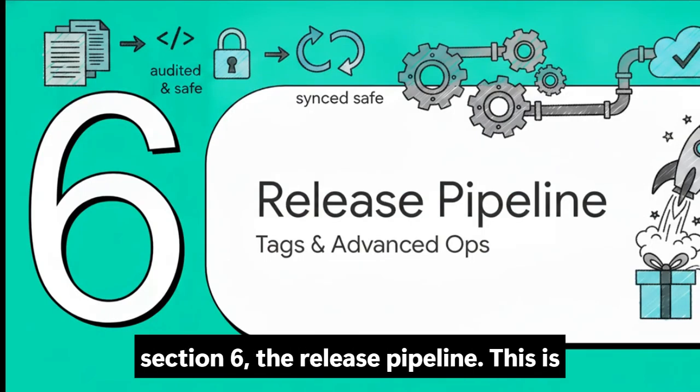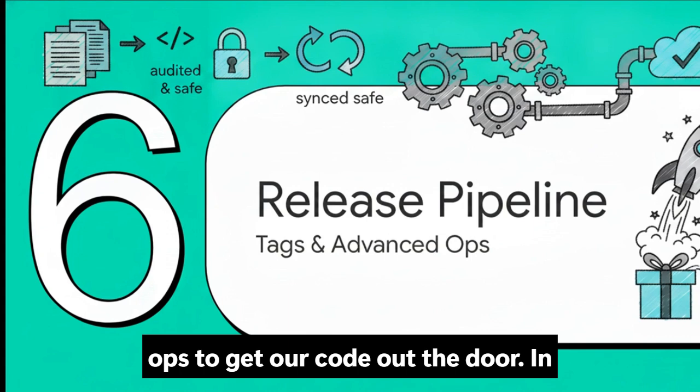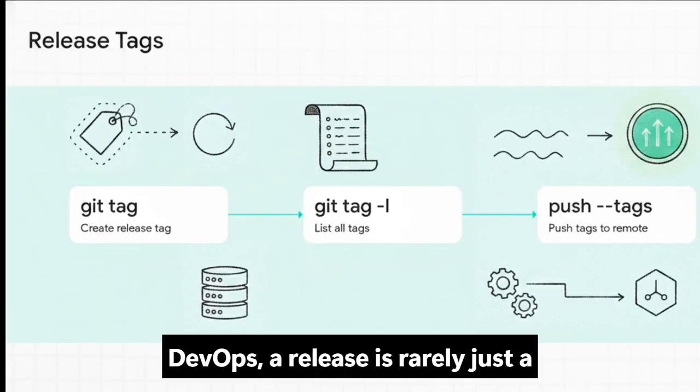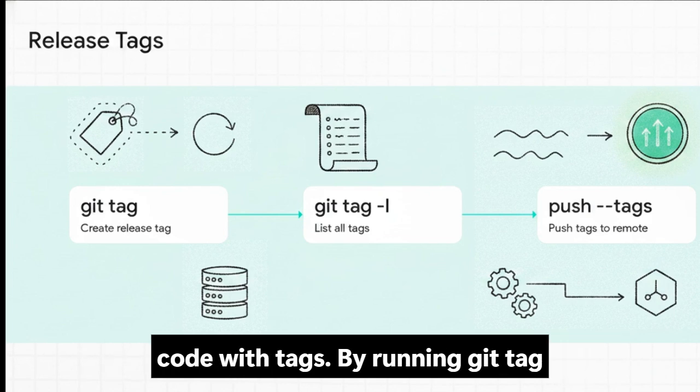Finally, we reach section 6, the release pipeline. This is where we look at tags and some advanced ops to get our code out the door. In DevOps, a release is rarely just a standard commit. We mark production-ready code with tags.